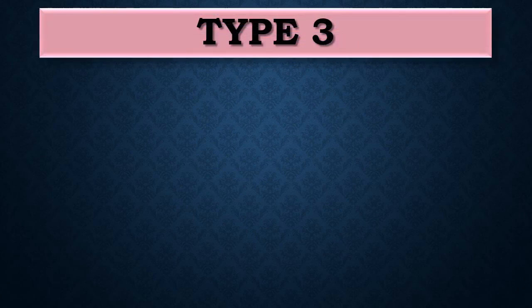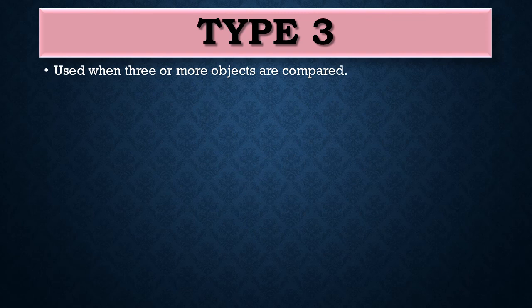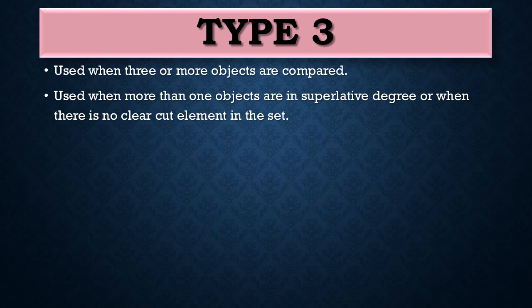Let us learn the type 3 degree of comparison. It is also used when three or more objects are compared, and it is used when more than one object is in superlative degree or when there is no clear-cut element in the set. For example, one of the most important things means many things are important, and this is also important. Like that, we can say they are type 3 degree of comparison.